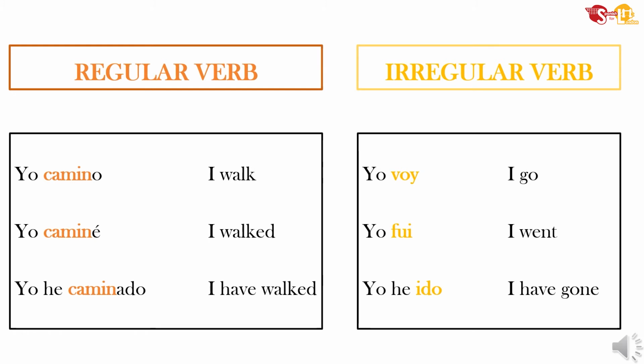And now an irregular verb. Yo voy, I go. Yo fui, I went. Yo he ido, I have gone. As you see, the regular verb is easy to distinguish because the verbal stem remains in all the tenses, but the irregular verb could be made up of totally different stems.